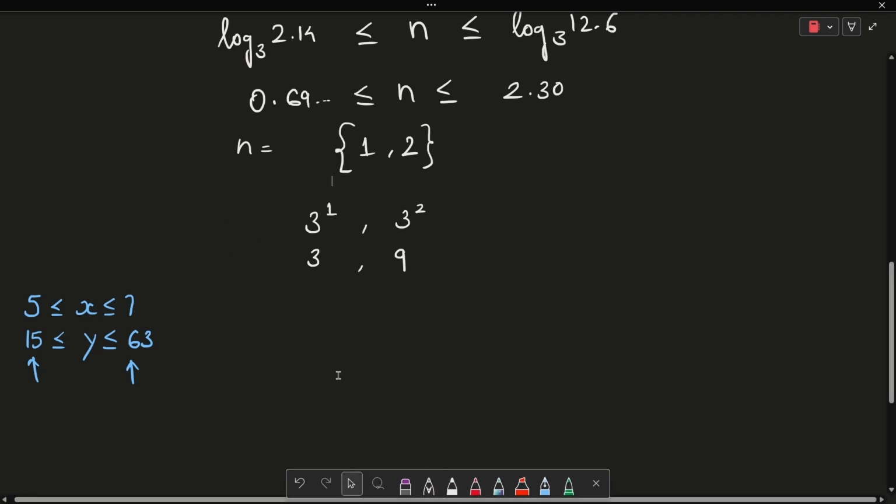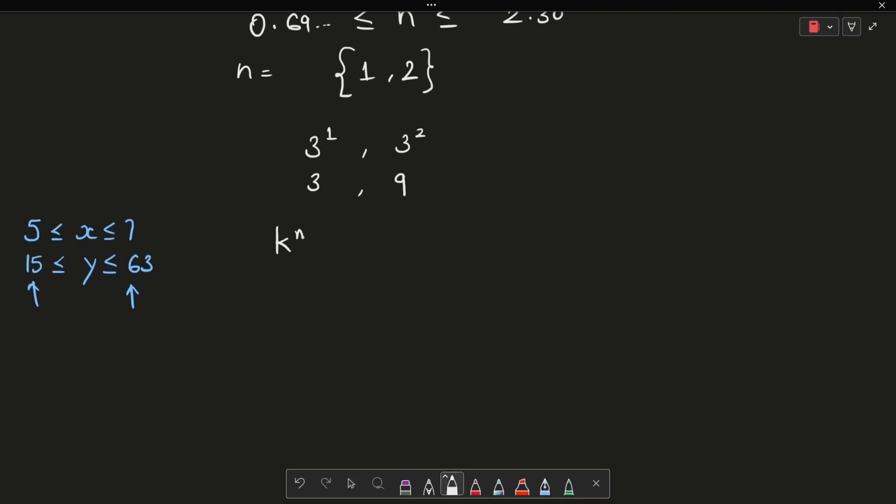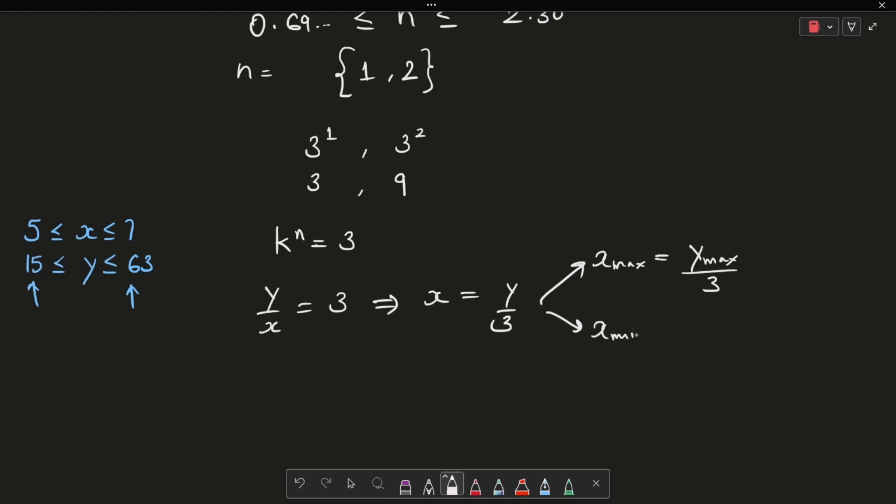Okay, fine. So let's talk about the value of k to the power n when it is equal to 3. So I can say that my y by x is equal to 3, or I can say my x equals y by 3. So my x max can be equal to y max by 3, and my x min can be equal to y min by 3. What is y max? 63 by 3, it's 21. And what is y min? It is 15. 15 by 3 is equal to 5. Good.